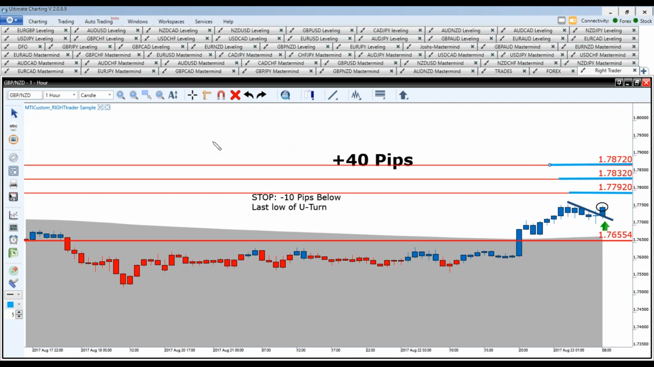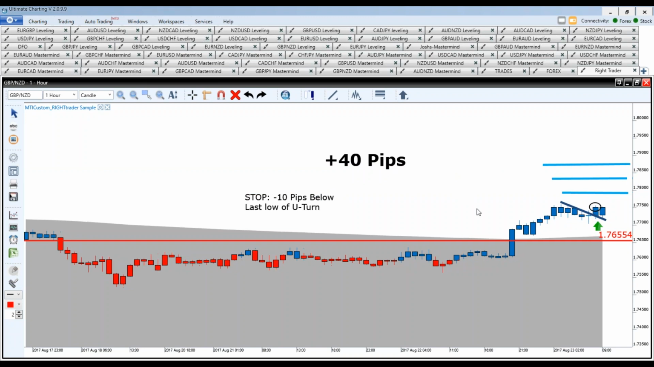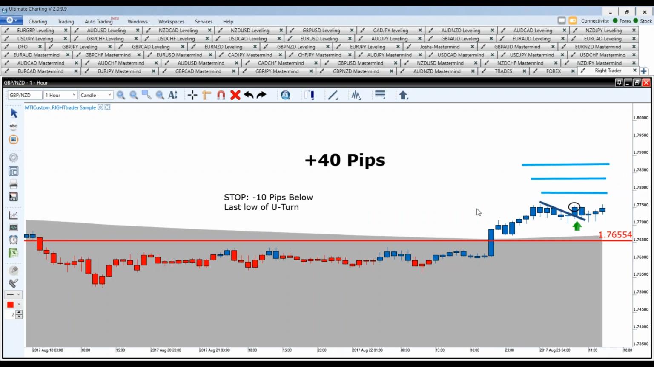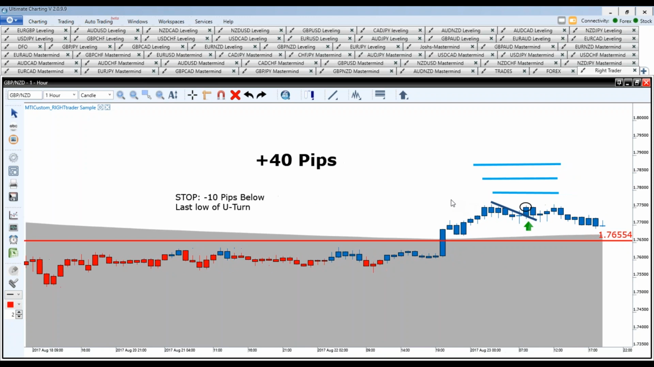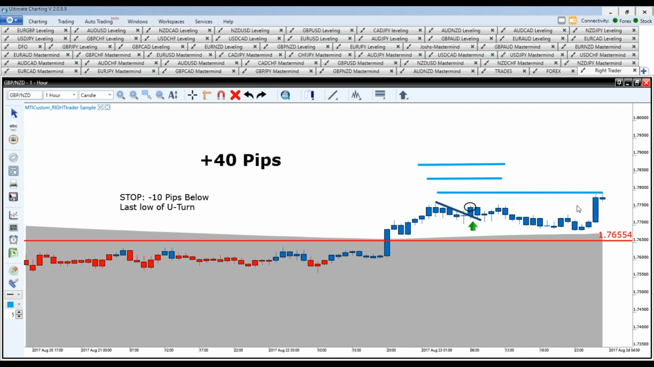Let's go ahead and see what happens. So let's go ahead and delete this. Let's see what takes place. Market begins to move. Higher highs and higher lows begin the waves. We did not call the entry right at the low U-turn. That's okay. Did the market hit the first blue line? Yes or no?